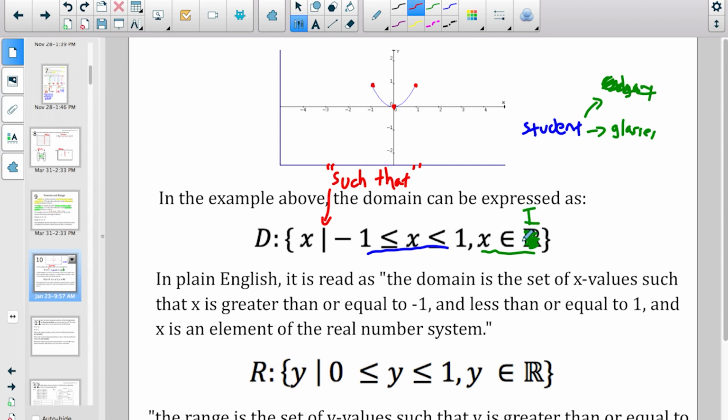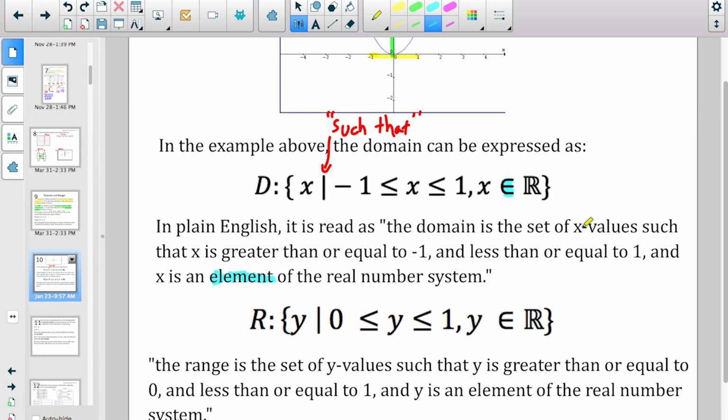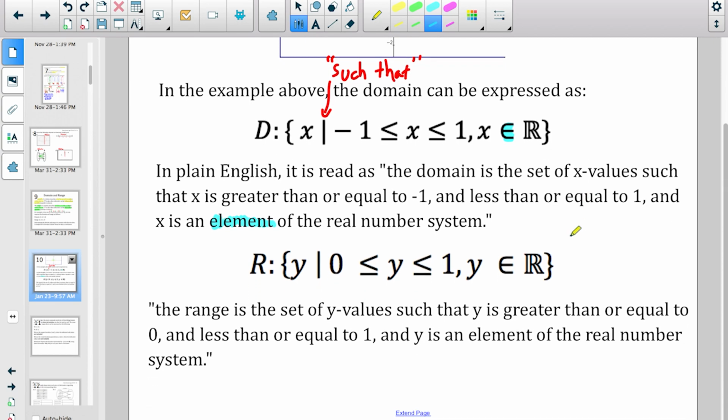Now, one thing that I forgot to mention, this symbol means we're looking at an element, otherwise known as a part of the real number system. Now moving on to your range, we'll see here that again we're using set notation, and we can read this out as the range is the set of all y values such that y is greater than or equal to 0 and less than or equal to 1, and y is also an element of the real number system.